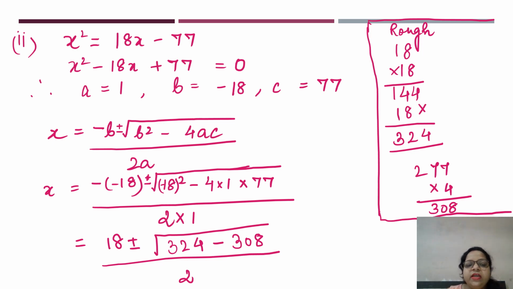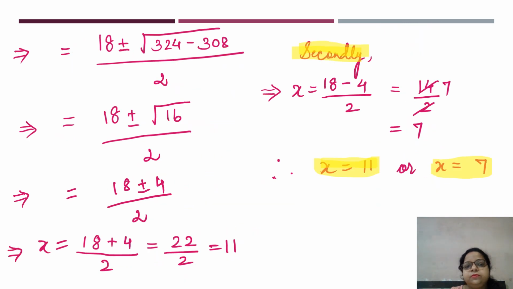Okay, now x's value is equal to 18 plus minus root of 324 minus 308 upon 2. Therefore, children, x is equal to 18 plus minus root 324 minus 308 upon 2. What is the value of 324 minus 308? That is 16, so it is equal to 18 plus minus root 16 upon 2, which is equal to 18 plus minus 4 upon 2.